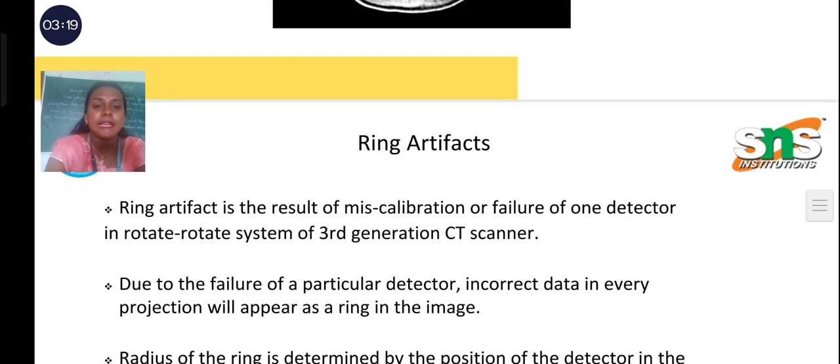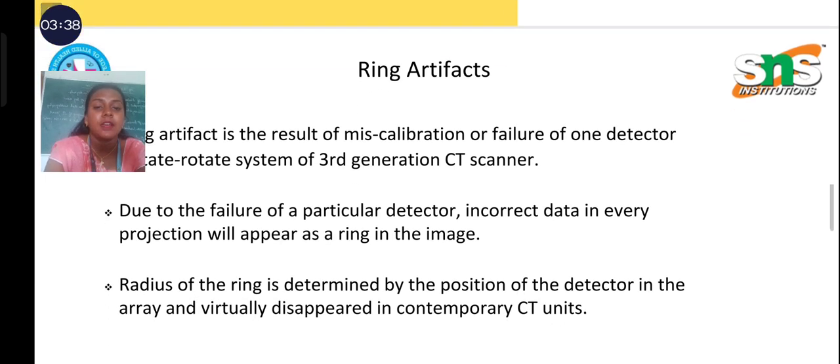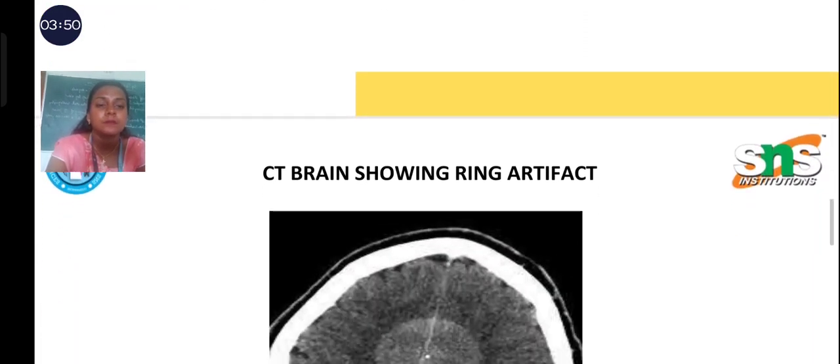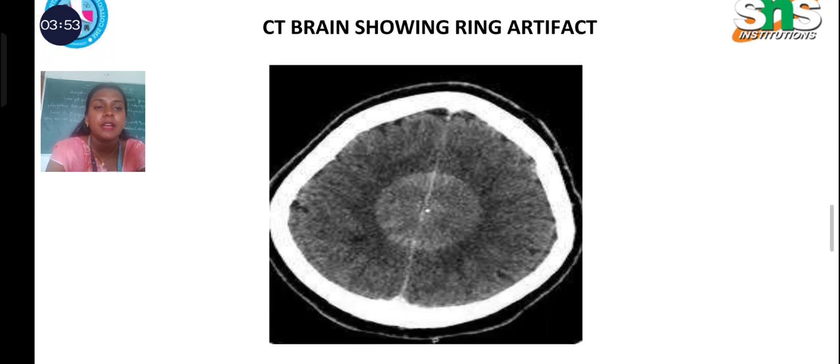Ring artifacts. Ring artifacts are the result of miscalibration or failure of one detector in a rotate system of a third generation CT scanner. Due to the failure of the particular detector, incorrect data in every projection will appear as a ring in the image. The radius of the ring is determined by the position of the detector in the array, and it has virtually disappeared in contemporary CT units. CT brain showing ring artifact.